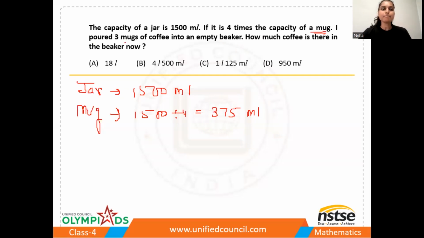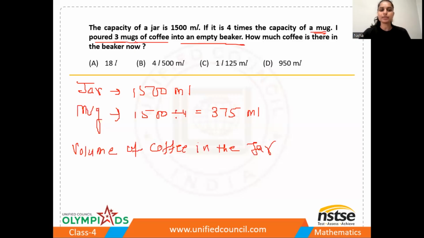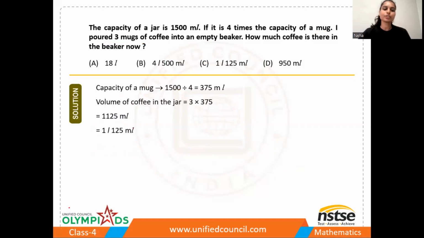Now, in the next line, the question is asking about the volume of the coffee. Okay, so I poured 3 mugs of coffee into the empty beaker, right? That means the volume of coffee is 3 mugs, and the capacity of 1 mug is 375. So this is 3 multiplied by 375, which is 1,125 ml, right? So yes, this is the right answer. Now let me show you the detailed solution for this given question.